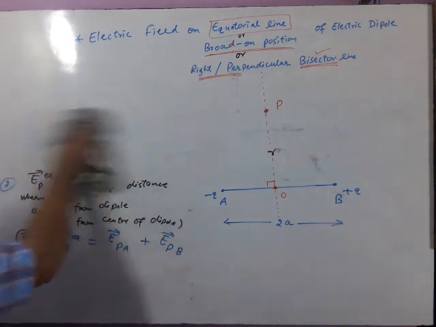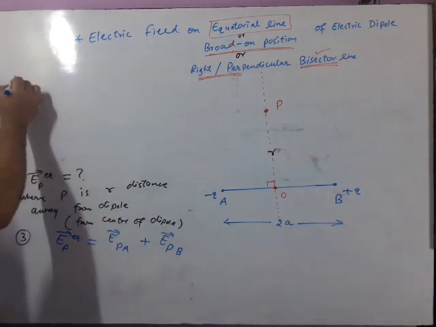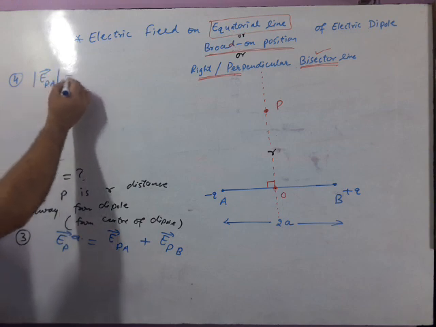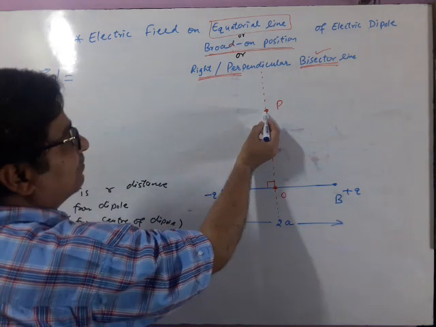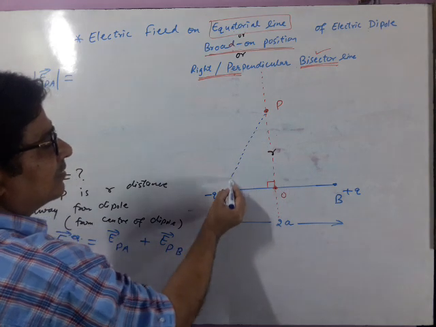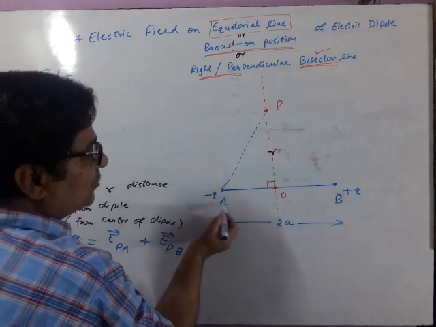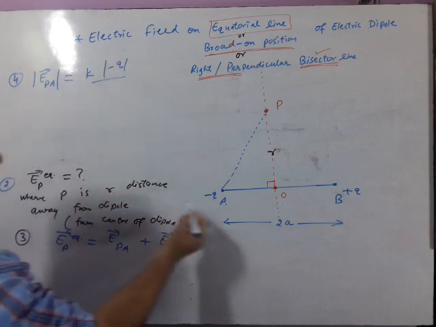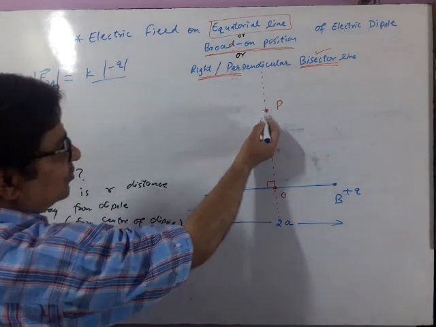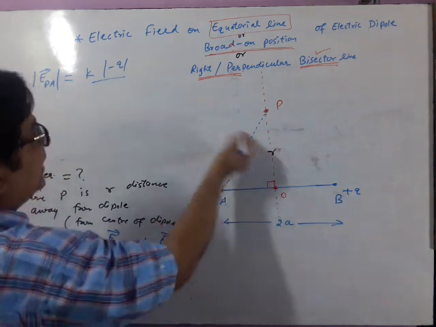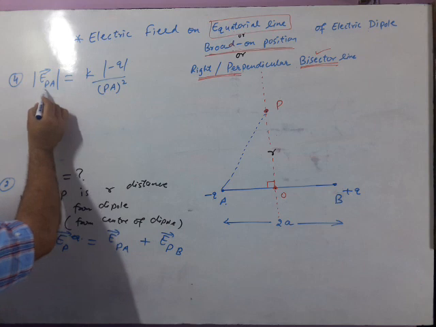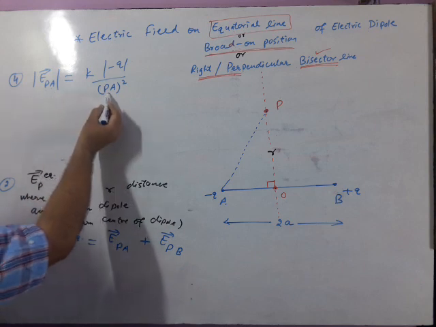Now see this. In step number 4, magnitude of EPA. Focus. Electric field at P due to A, means minus q charge placed at A, is K mod of minus q and distance between minus q and P. This is AP square or PA square. Remember the trick for dipole. It is PA, it is PA square.